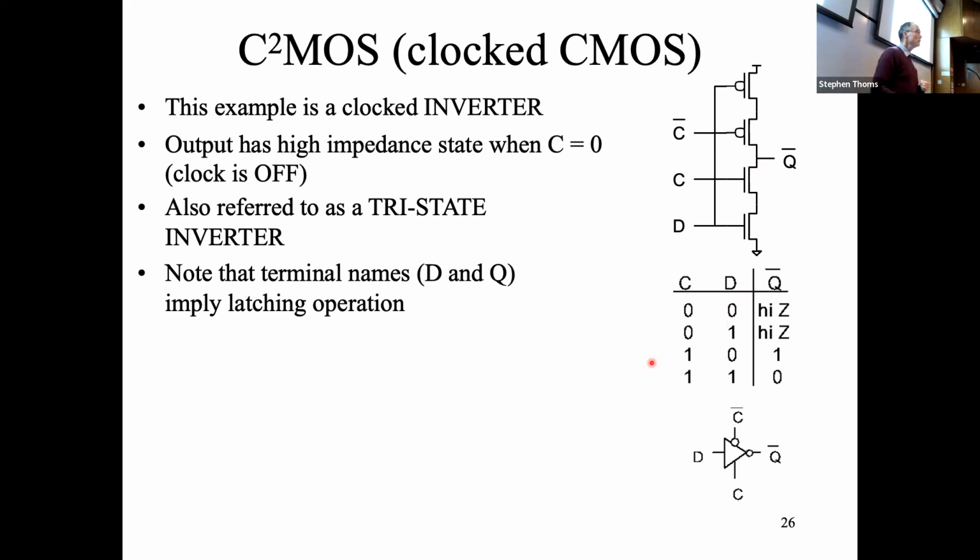If the clock is 1, then what happens? Well, the clock's 1, both these center transistors are switched on, and then the outer logic blocks, which in this case is just a single NMOS and a single PMOS, just work as normal. So when D is high, you'll get low in the output, and when D is low, you'll get high in the output. It just works as a standard inverter.